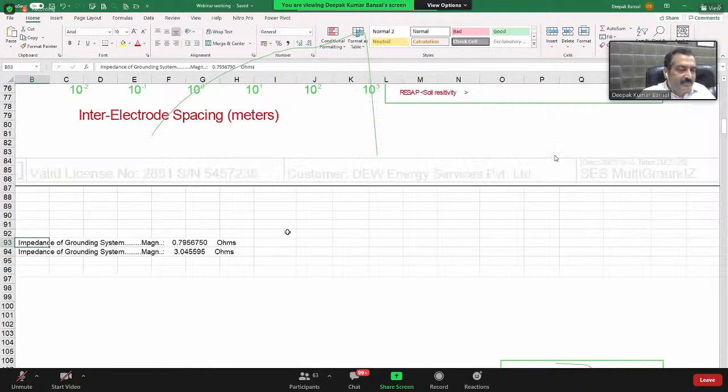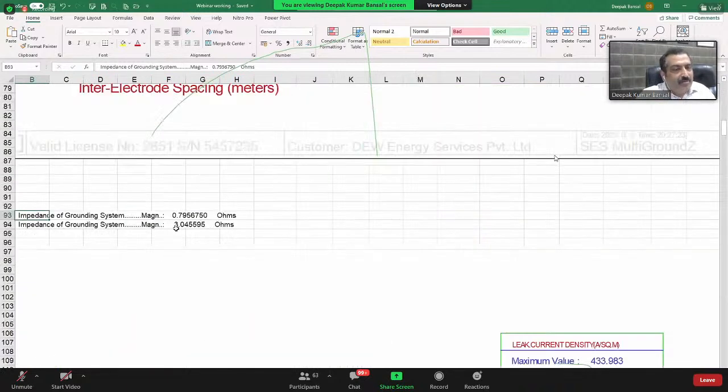With the multi-layer soil model, it was 0.79 ohms, and with the uniform soil model, a thumb rule kind of calculation, with the same grid, we are getting 3 ohm resistance. Now you see the difference. It's more than 3 times. Now, if we want to make this grid safe, then we have to put more conductors and more ground rods, and it will be very expensive, 3 to 5 times more expensive than it should be. So now we can realize how important proper soil modeling is.